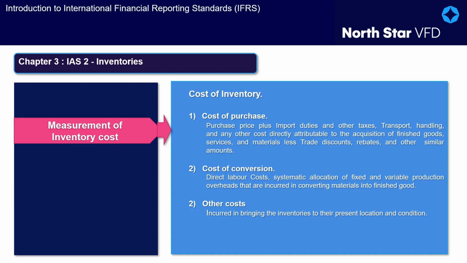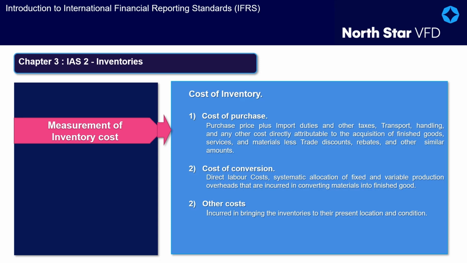Examples of costs excluded from the cost of inventories and recognized as expenses in the period in which they are incurred are: 1. Abnormal amounts of wasted materials, labor, or other production costs. 2. Storage costs, unless those costs are necessary in the production process before a further production stage. 3. Administrative overheads that do not contribute to bringing inventories to their present location and condition, and 4. Selling costs. Since we have seen examples of costs that should be excluded from inventory cost.